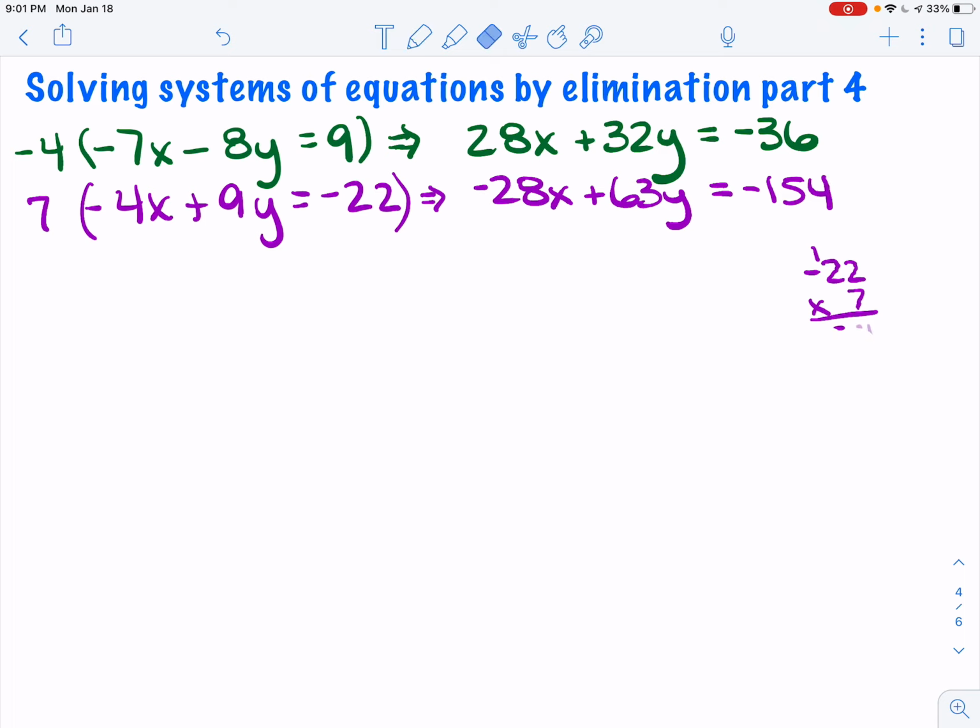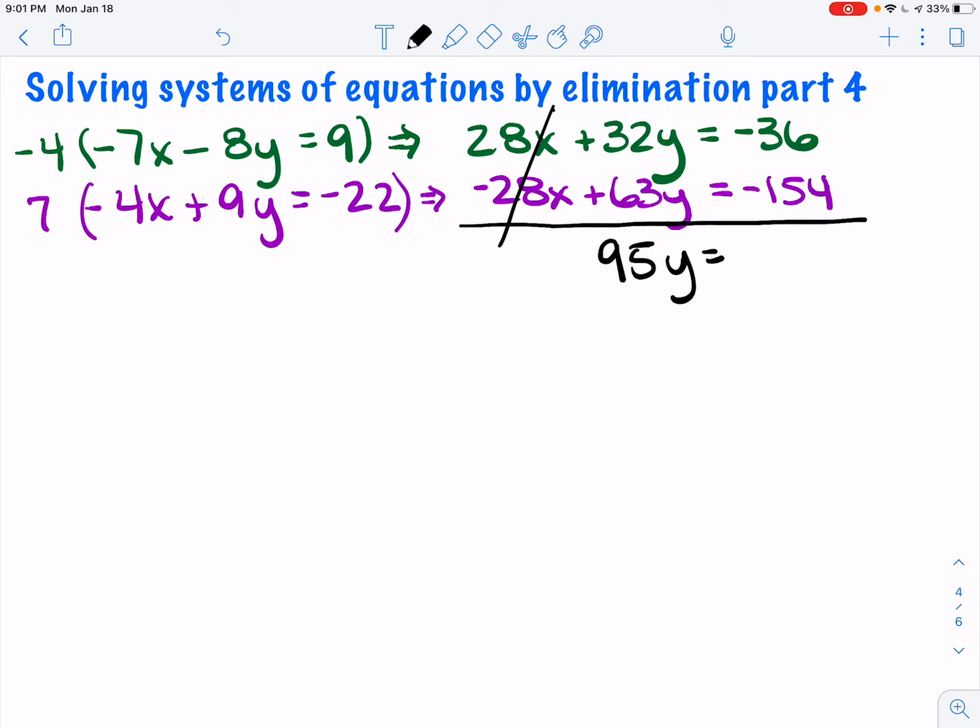Okay, and I'm going to erase this down here so that I can see what I'm doing. So now I can see where my x values will eliminate. So I'm going to change colors here real quick, and we're going to add these two together. So when I do that, I have 28x and minus 28x. They cancel out. If I add my y's, I have 95y equals, if I take a negative 36 and a negative 154, that gives me a negative 190. So I divide both sides by 95. And that means y equals a negative 2.